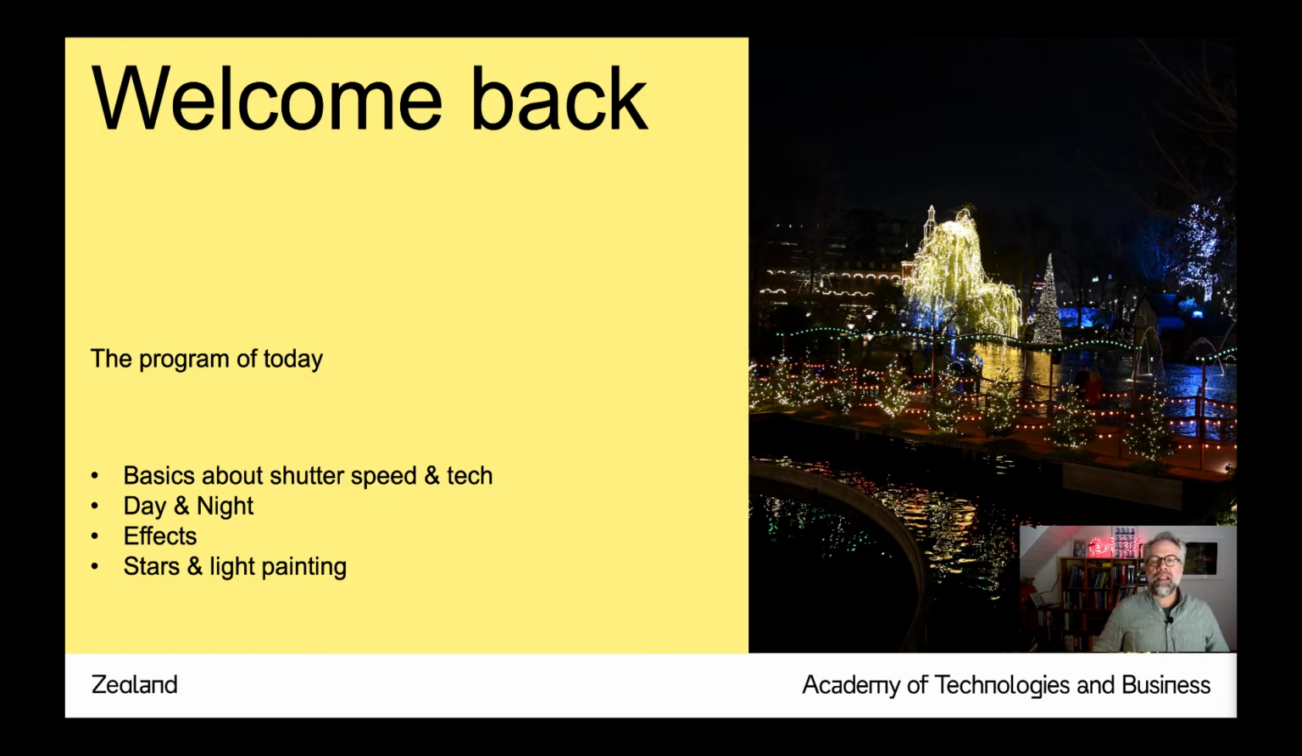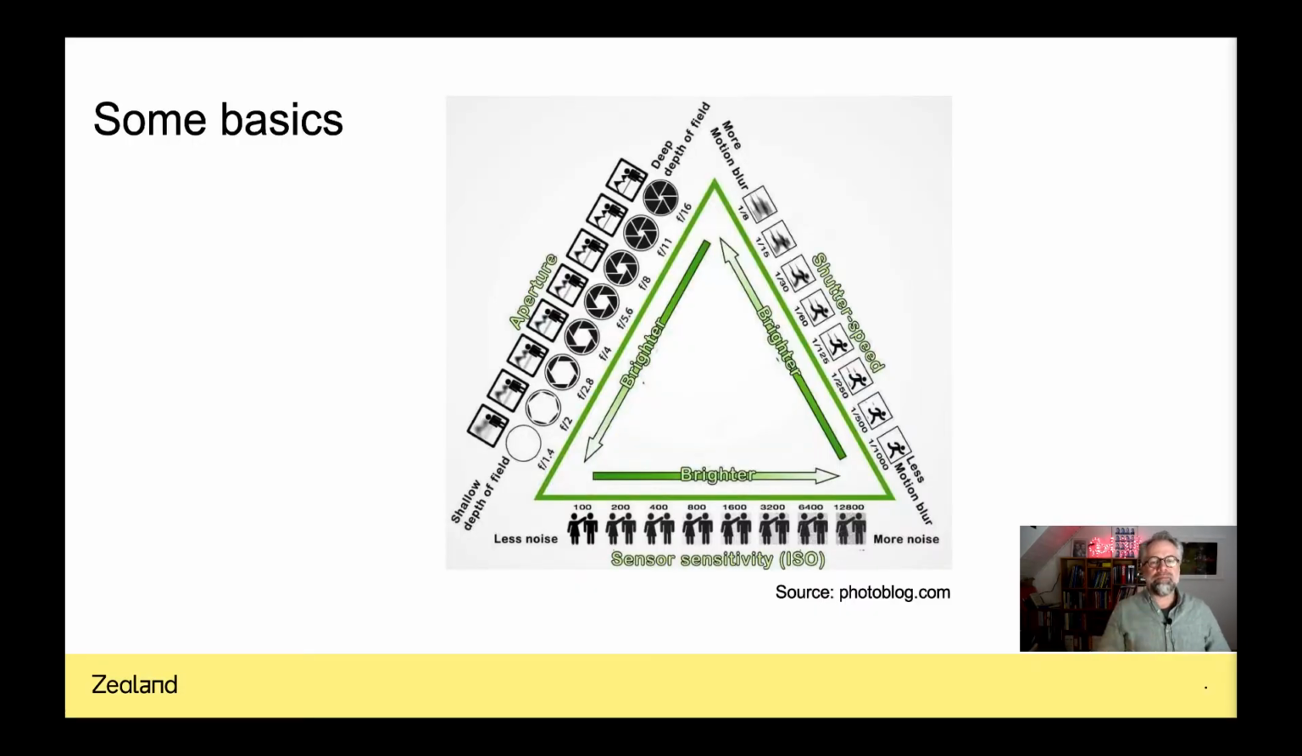So let's start with some basics. I guess you have heard about the exposure triangle, or some call it the light triangle, where we have on the one side the aperture, where if we open our aperture, where we have the small numbers, we will have a shallow depth of field, and the more we close our aperture, the larger depth of field we get. You can see there's also this arrow going from darker to brighter.